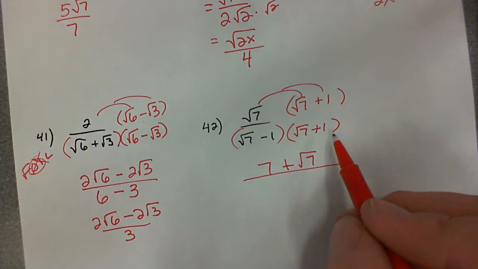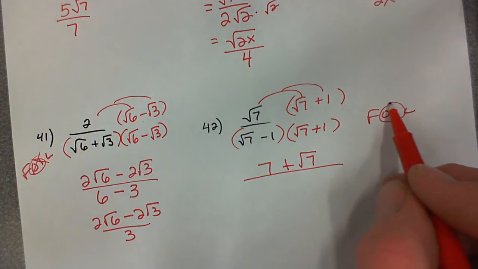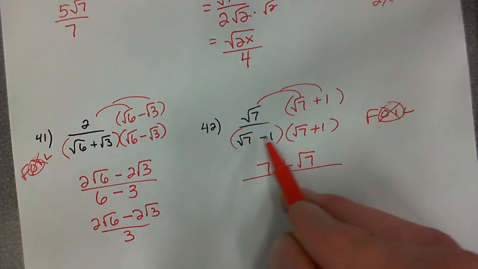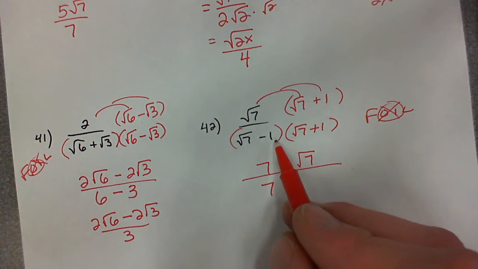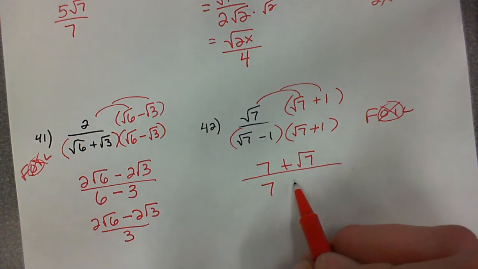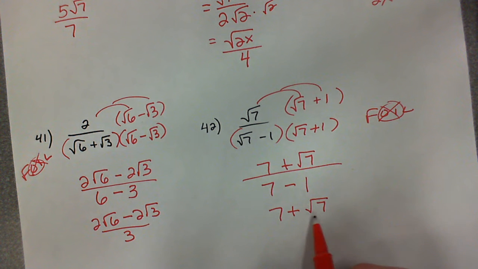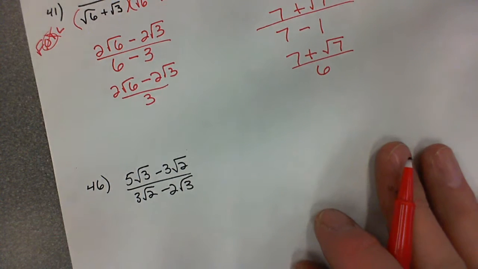On the bottom, again, you would FOIL, but your outers and inners are going to cancel, so we don't need to do that. So we get square root of 7 times square root of 7, which is 7. Outers and inners cancel. You're left with negative 1 times positive 1, which is negative 1. So your numerator is going to be 7 plus square root of 7 over 7 minus 1, which is 6. Okay. Let's do one more of those.